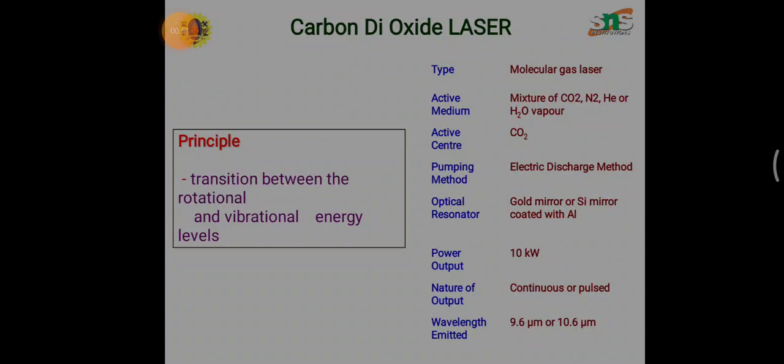And the principle of this laser: the transition between these vibrational and rotational energy levels leads to the construction of a molecular gas laser. So here the nitrogen atoms are initially raised to excited state. The nitrogen atoms deliver the energy to CO2 atoms, which have the closest energy level to it. So then transition takes place between the vibrational energy levels of the CO2 atoms, and hence the laser beam is emitted. So the molecular laser has two types of transition: between vibrational states of the same electronic state, and transition between the vibrational levels of a different electronic state.